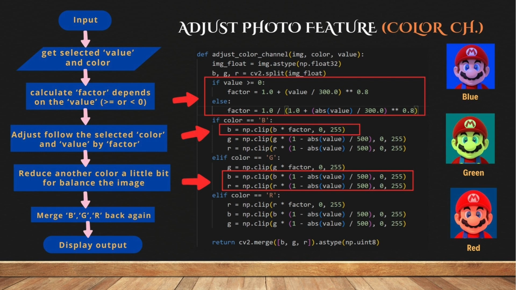Also, you can change the value, for this one 300, 500. If we change 300 to 500, it also works like a contrast function.